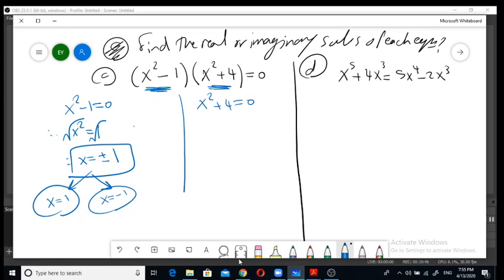Then we have x squared plus 4. So we are going to add negative 4 to each side. So it will be x squared is equal to negative 4. By taking the square root of each side, then x is equal to plus or minus the square root of negative 4. So we'll find an imaginary solution, because here we don't have any solution in the real part.